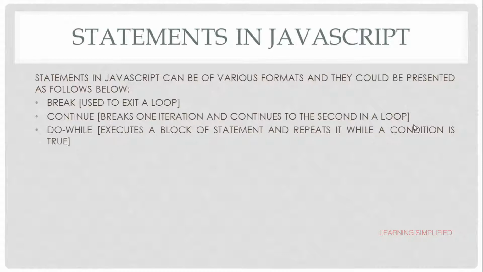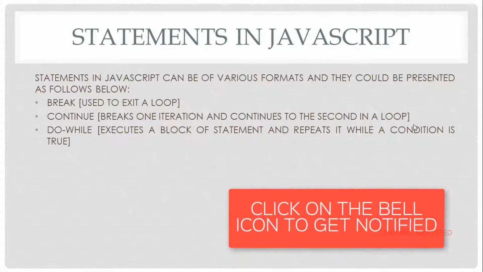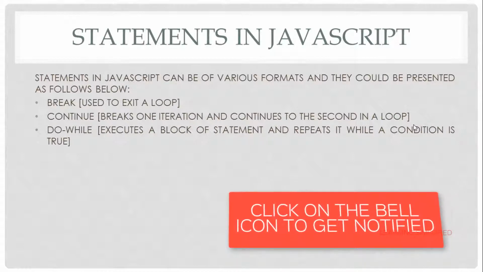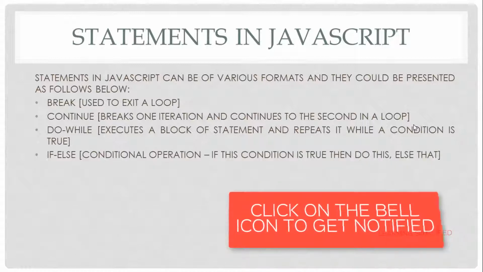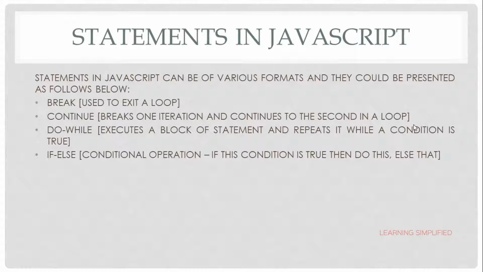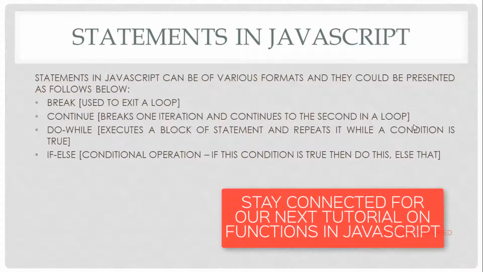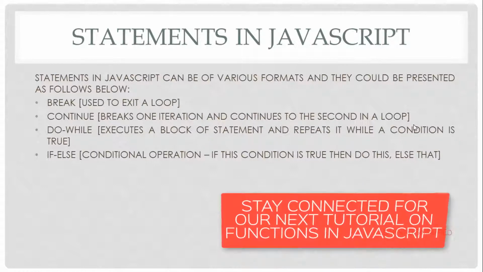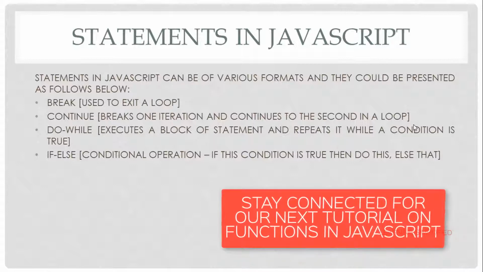Then comes the do while, which executes a block of statements and repeats it while a condition is true. Then the if else conditional operation: if this condition is true, then do this, else do that. That means there is a particular condition. So we are going to concentrate on this particular statement in this part.